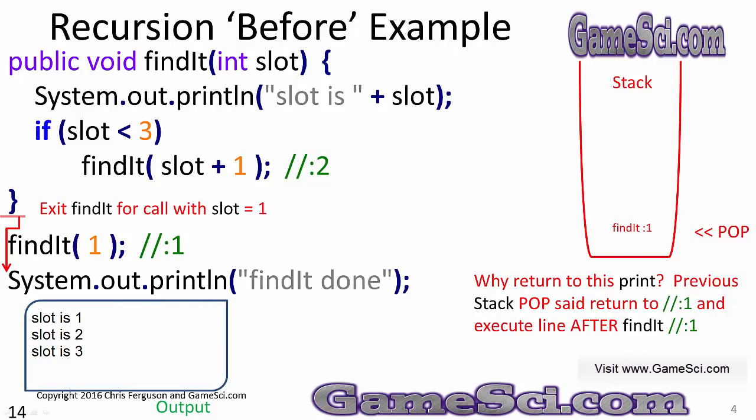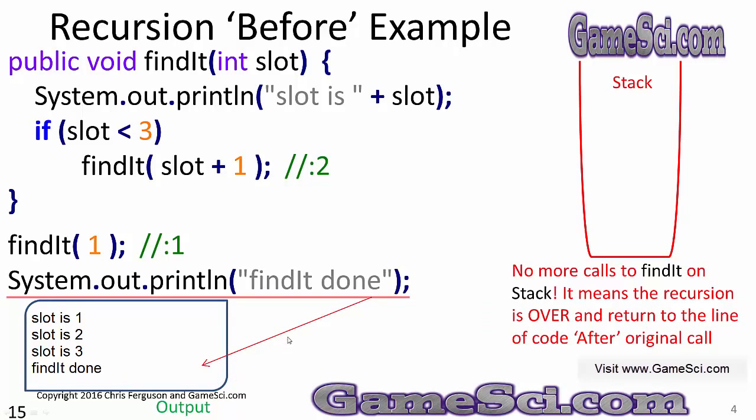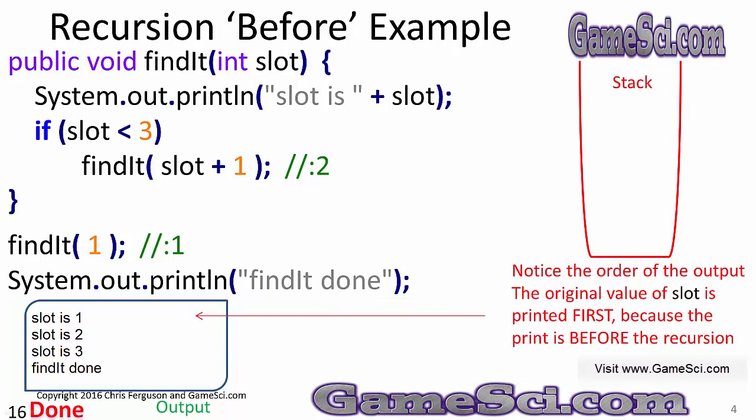It prints findIt equal to done. That shows up on the screen saying my recursion is over. So no more calls to findIt on the stack. It means the recursion is over, and return to the line of code after the original call. Notice the order of the output. The original value of slot is printed first because the print statement is before the recursion. So when we called findIt 1, slot is 1 is the first thing that came out.